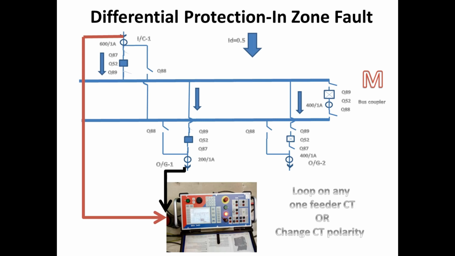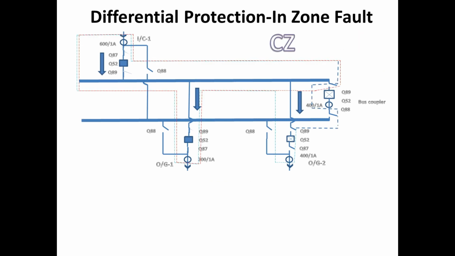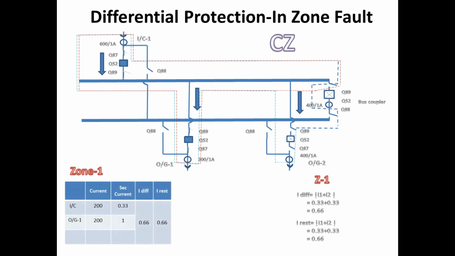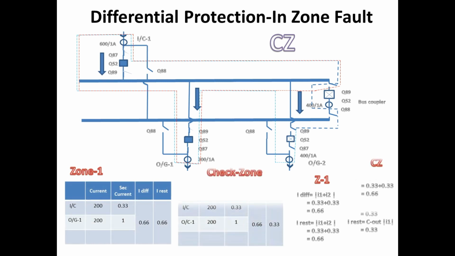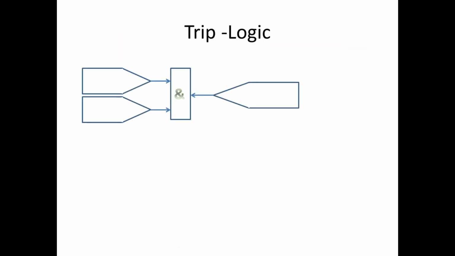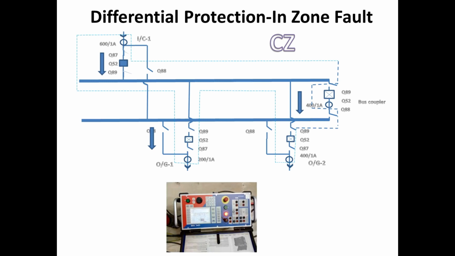Now we check zone 1, I change the polarity of outgoing. Now the differential current is added. Now I get 0.66 differential current, and now for the check zone also 0.66. Now it will give a trip because zone 1 has operated and the check zone has also operated, so zone 1 will give the trip command, so all breakers will undergo the tripping command from the relay.